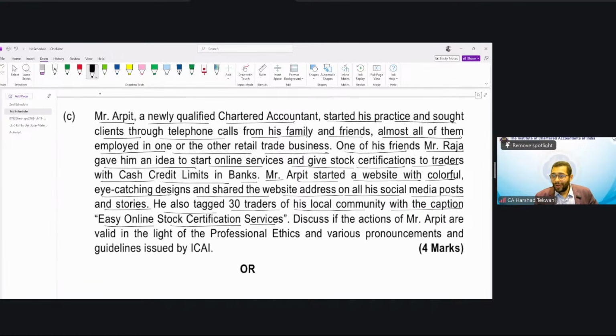Again, a question where we are not discussing the audit. We are not discussing any item like a misstatement which was not identified, or failure to obtain evidence, but a topic which is required to be understood also: there is a website which has been started. He is a newly qualified chartered accountant running a website for providing services, that is, easy online stock certification services.